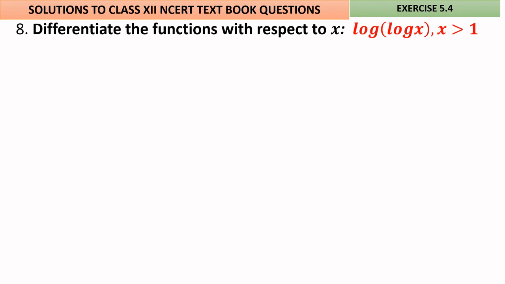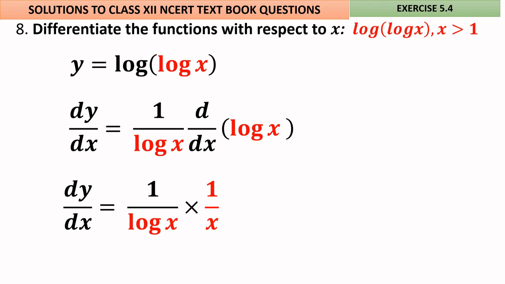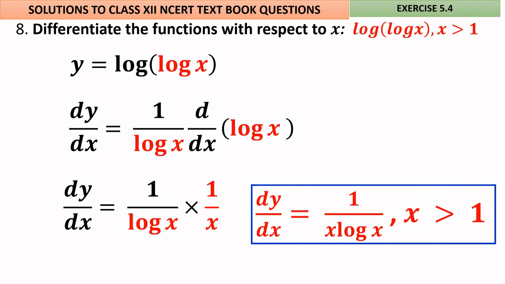Question number 8. Differentiate log of log x. Highly interesting. The derivative of log of something is 1 by that into d by dx of whatever is inside the log, or 1 by log x into d by dx of log x. The derivative of log x is 1 by x. Therefore, the final answer is 1 by x log x for x greater than 1. You know that as log of negative values is not defined, we are writing it as greater than 1. It is given in the question also.